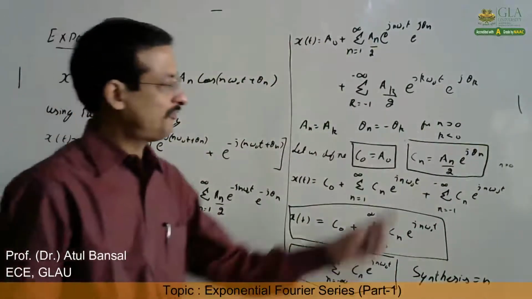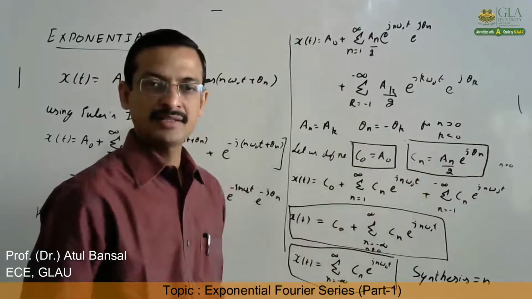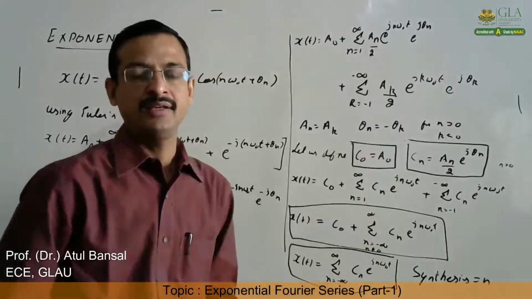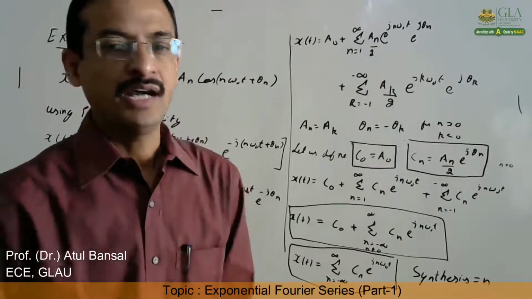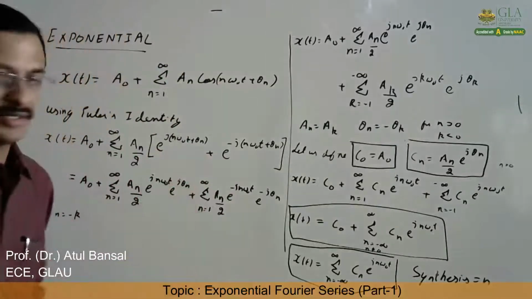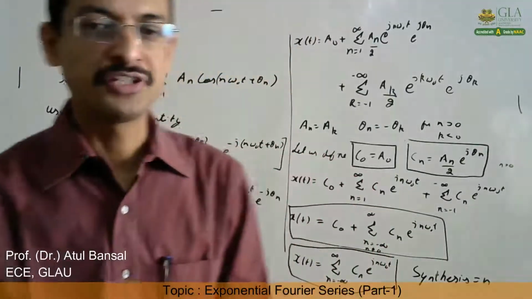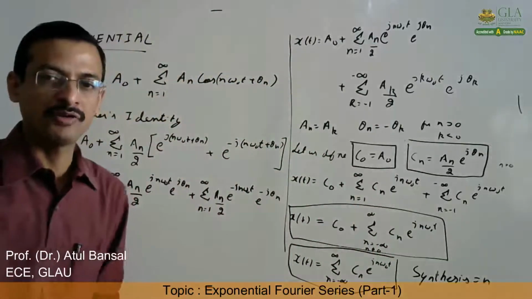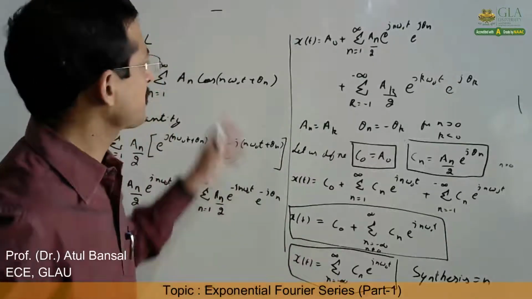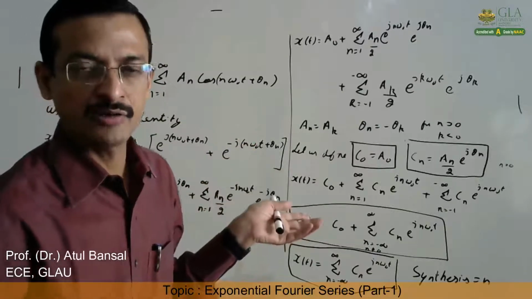That we should remember. And further we know capital A0 is the same as small a0, capital An is the square root of an square plus bn square, and theta n is minus tan inverse bn by an. So this is the exponential form of Fourier series and the synthesis equation, right? Now let us try to evaluate the Fourier coefficients, that is, let us try to find the formula for C0 and Cn. One way of finding the exponential form of Fourier series is to first obtain the trigonometric Fourier series, that is, obtain the a0, an, bn coefficients.